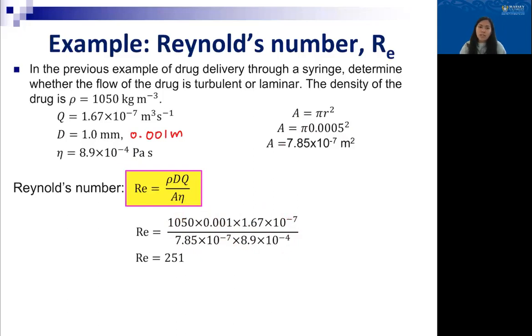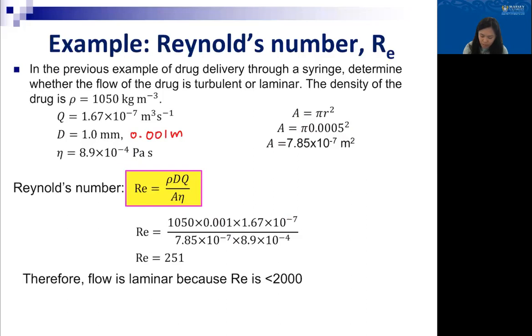So do you think the flow is turbulent or laminar? Yeah, laminar. It's really just comparing the Reynolds number that you've obtained to the criteria for turbulent and laminar flow. For turbulent flow, that's when you have Reynolds number more than 3000. Here the Reynolds number is less than 2000, so that will be a laminar flow.